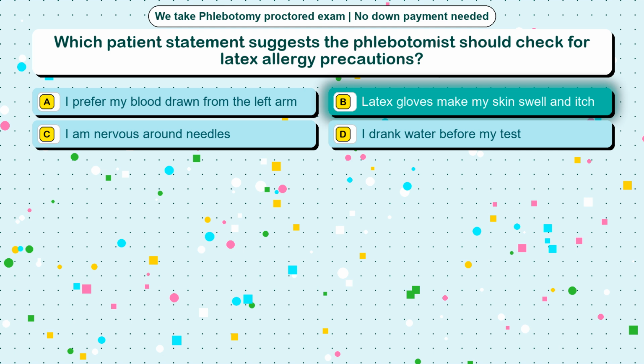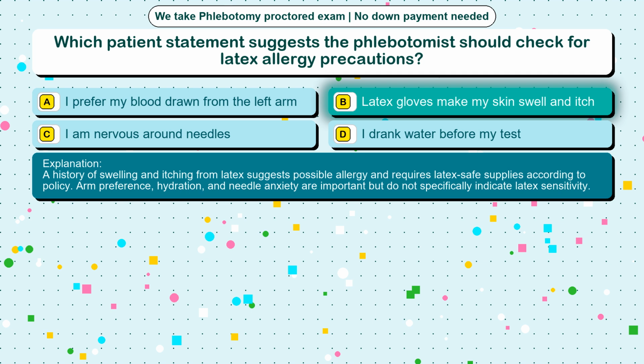The correct answer is option B. Latex gloves make my skin swell and itch. A history of swelling and itching from latex suggests possible allergy and requires latex-safe supplies according to policy. Arm preference, hydration, and needle anxiety are important but do not specifically indicate latex sensitivity.